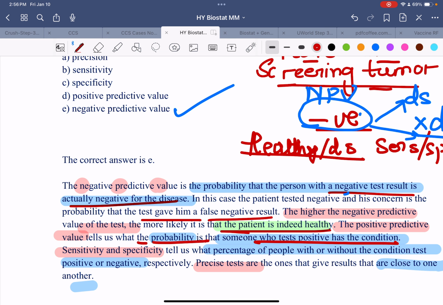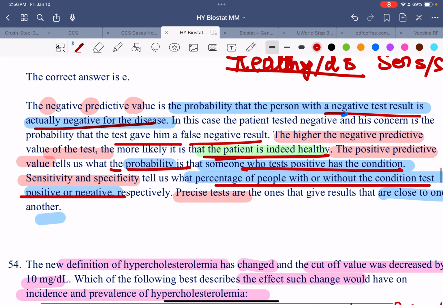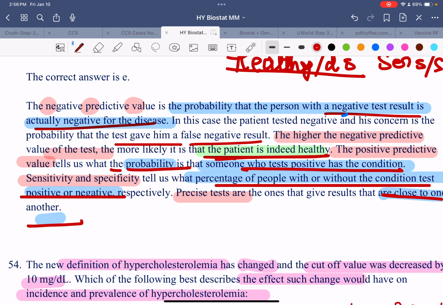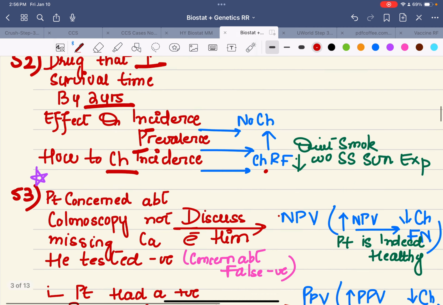And of course, the negative predictive value is higher when the patient is indeed healthy and doesn't have any other condition, so it depends upon the prevalence, right? If the patient is healthy, the negative predictive value is also less, right? And the percentage of people who actually have the condition or don't have the condition, and then we follow them to see whether their test result will be positive or negative, that is known as sensitivity and specificity. And when the results are closer to one another, that is known as a precise test.